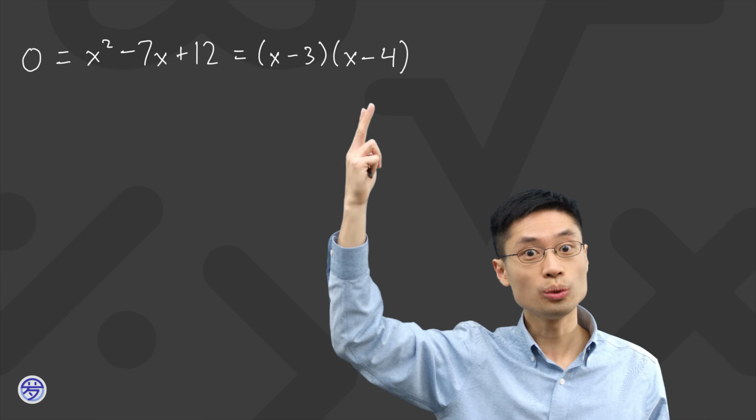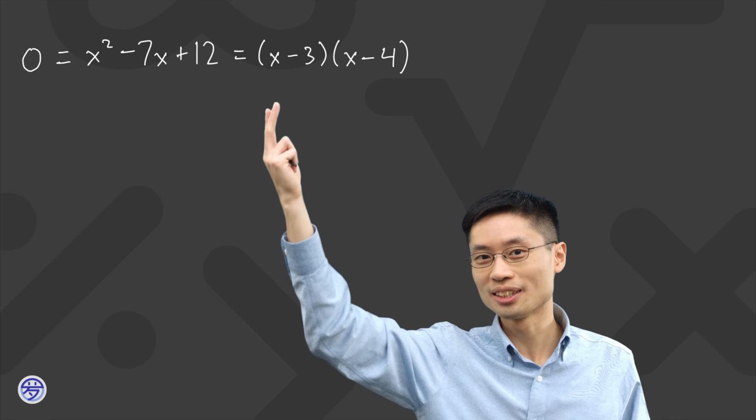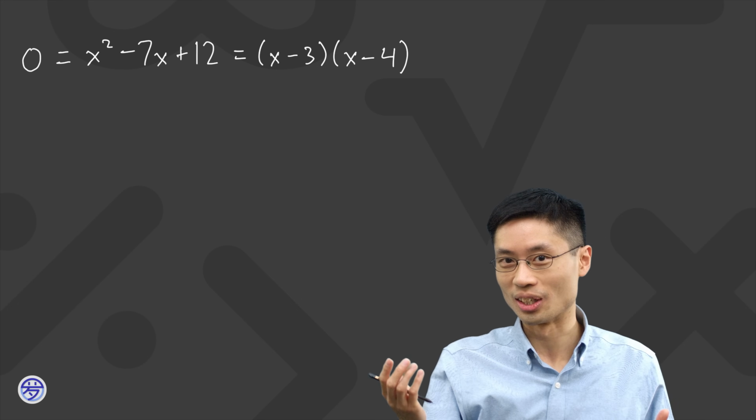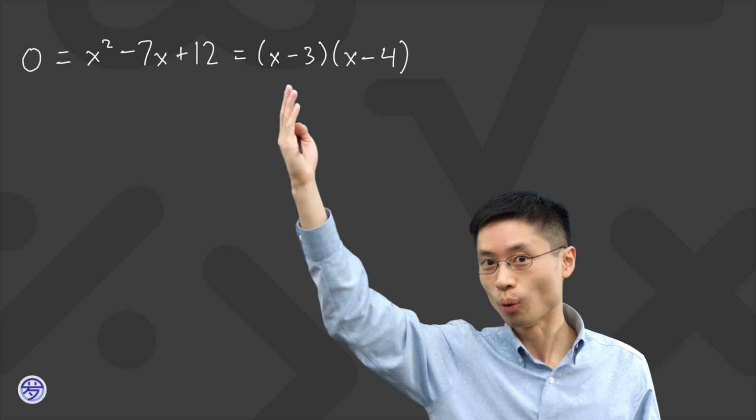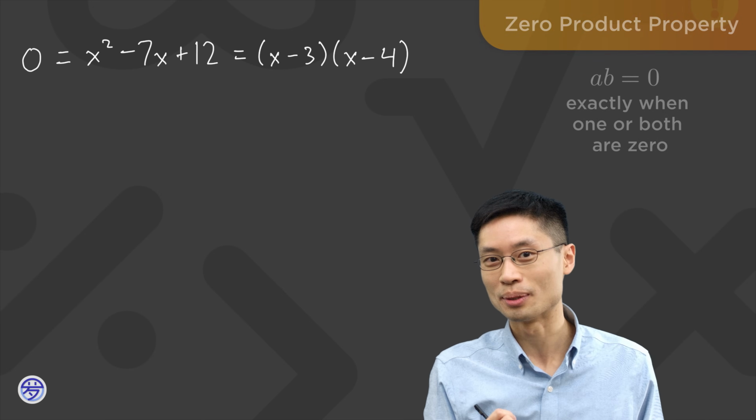This is a product of two numbers. If I have an x, it is a number. If you plug x in, you'll get a number times another number. If you multiply two numbers together and get 0, that happens exactly when one or both of the numbers is 0. That's actually called the zero product property.